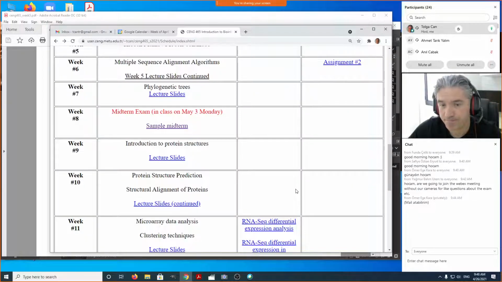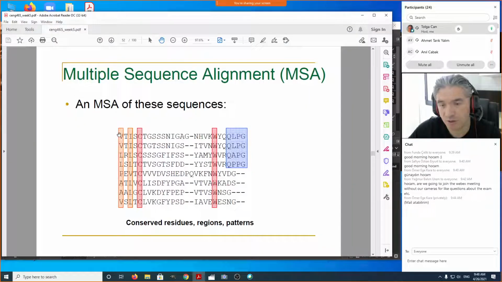All right, so if there are no questions about the midterm exam, I will continue with multiple sequence alignment, and hopefully we are going to finish multiple sequence alignment this week, which is also going to be included in the midterm exam. So we'll see, last time we started talking about multiple sequence alignment, and it's basically an alignment of more than two sequences. When it's two sequences, we call it pairwise alignment.